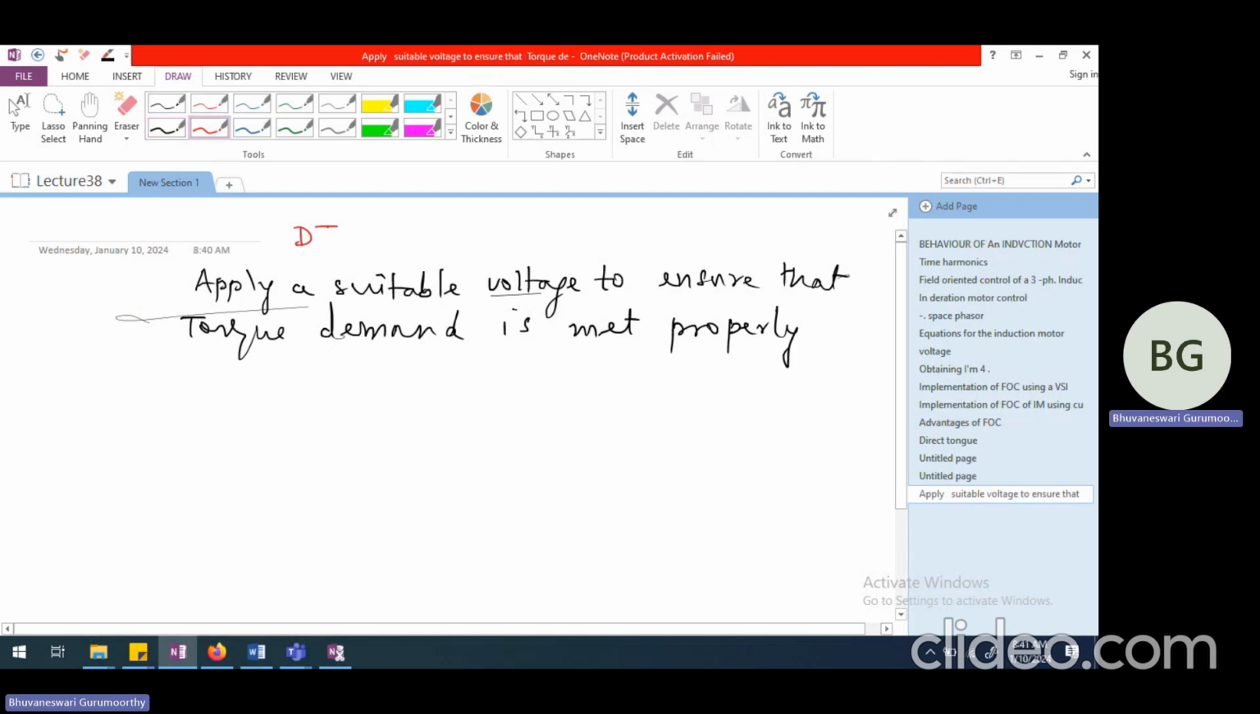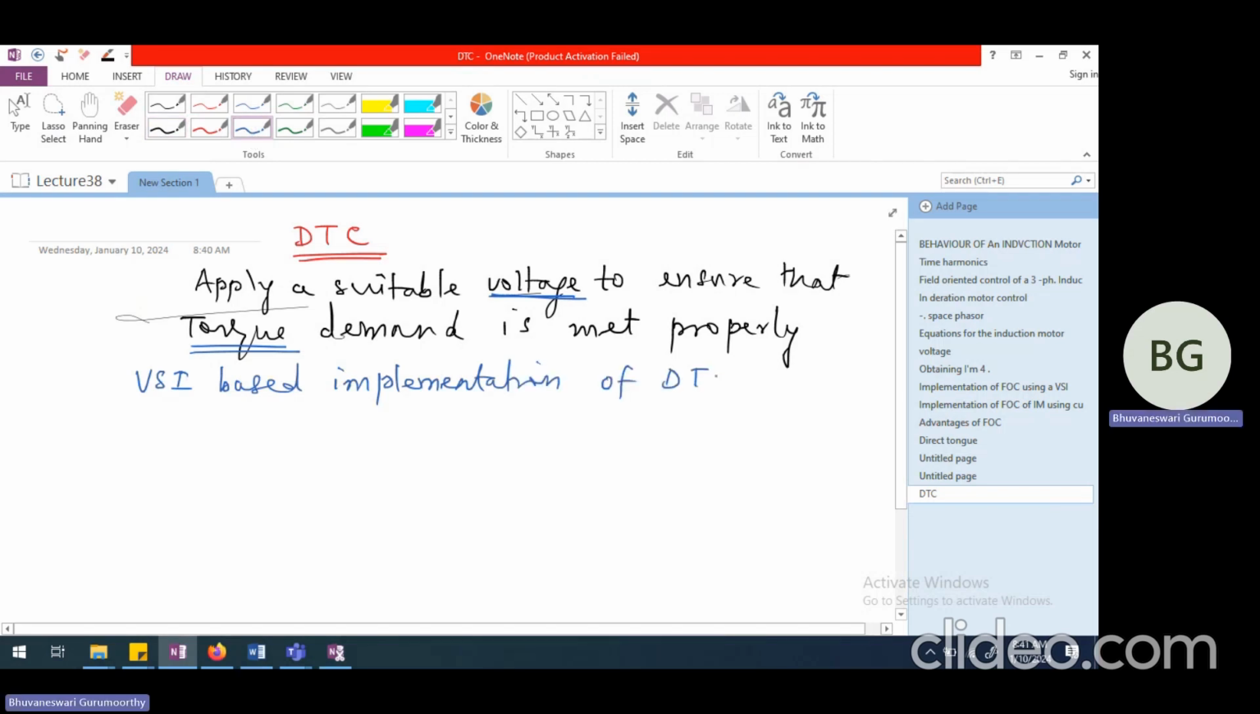So what we are looking at is DTC. In DTC, the primary aim is to make sure that a suitable voltage is applied so that the torque demand is met properly. For this purpose, first of all, let us look at a voltage source inverter. So we are going to look at VSI-based implementation of DTC in an induction motor drive.